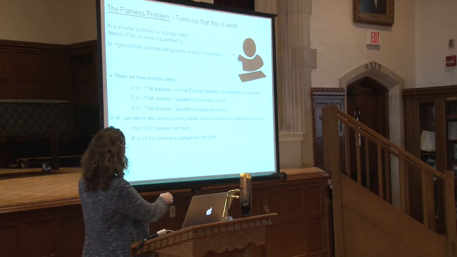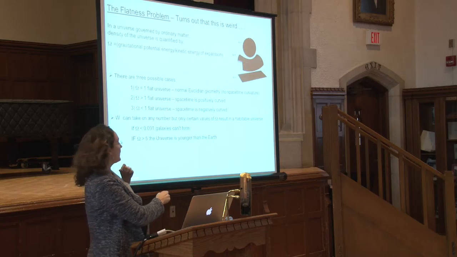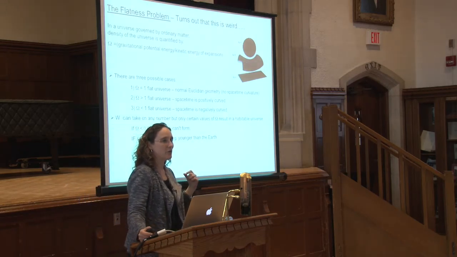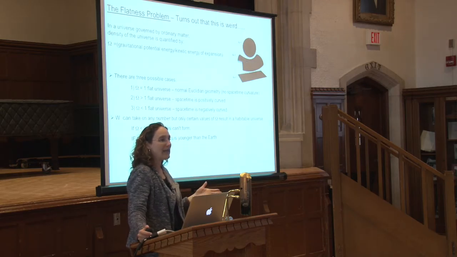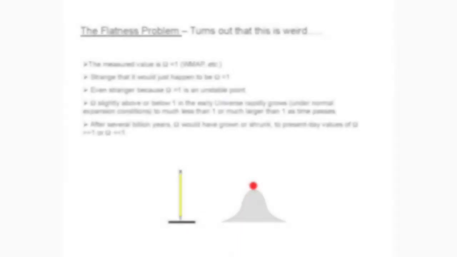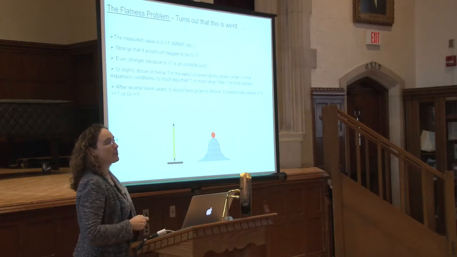Okay, but if that parameter is too small, then galaxies can't form. But if the parameter is too big, then the universe is younger than the Earth. And that's not okay either. But what makes it even weirder is that it's really strange that the number just happens to be one, i.e. flat, to pretty exquisite precision, less than 1%, because that actually turns out that one is an unstable point.